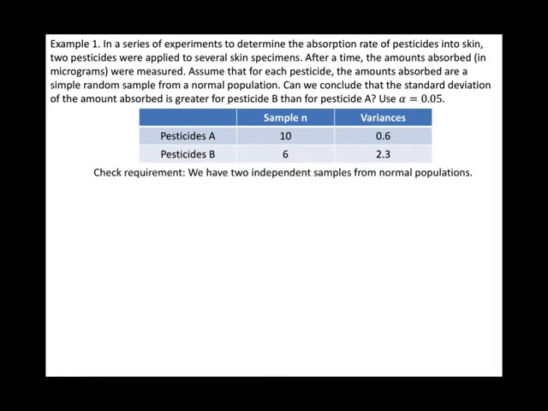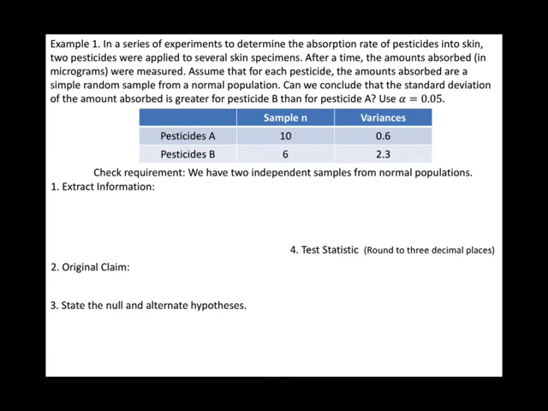So we check the requirement: independent samples from normal populations. Again, chapter 9, the first step, tell me which one is going to be your population 1 and which one is going to be your population 2. With the claim statement here, we are working on standard deviation, the population standard deviation. Look at these two, pesticide A and pesticide B. Which one will be your population 1? Which one will be your population 2?